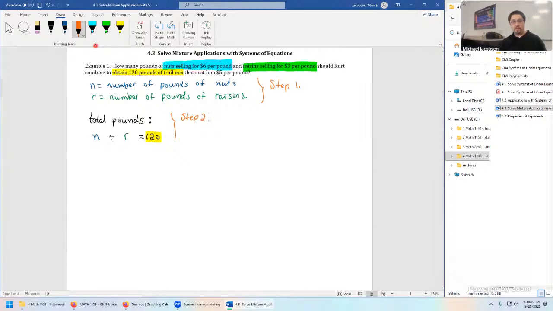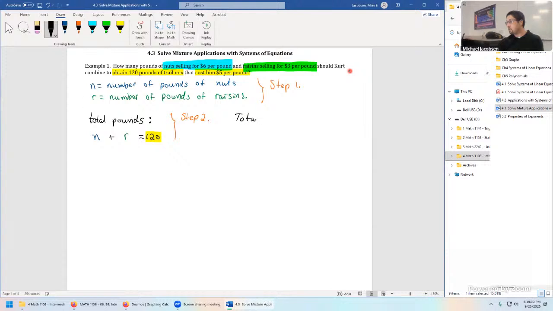If this was a 5-point problem on the second exam, this would be 1 point, this would be the second point. The third point would be to write down the other equation, and that's going to come from this part. There's a cost per pound that Kurt, interesting fellow, is going for exactly $5 per pound. So using that information, we recall he's buying 120 pounds of this mix at the rate of $5 per pound. So the natural question we want to ask is, how much money is Kurt putting on his Visa card, or maybe he's shelling out cash for this? So this is going to be the total cost equation.